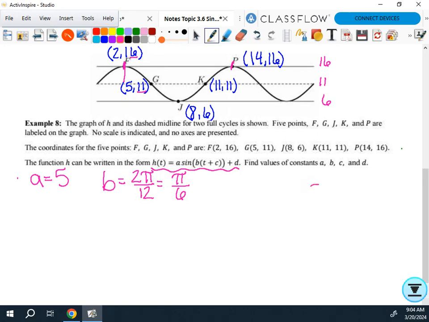All right, let's jump to D. We're going to come back to C. What is D equal to? 11. Good, because it's your midline there.